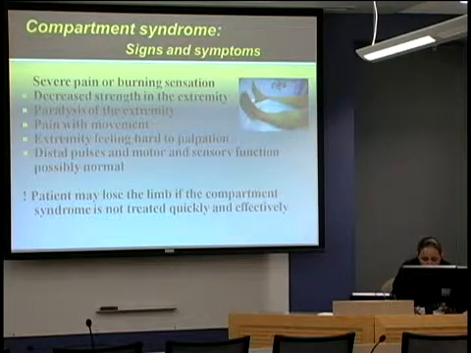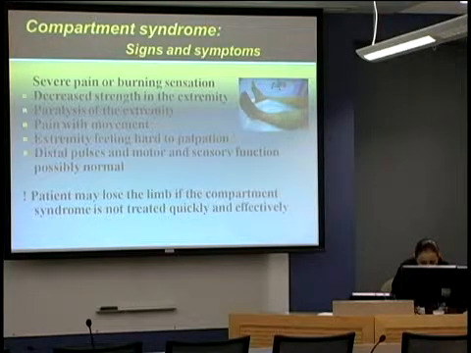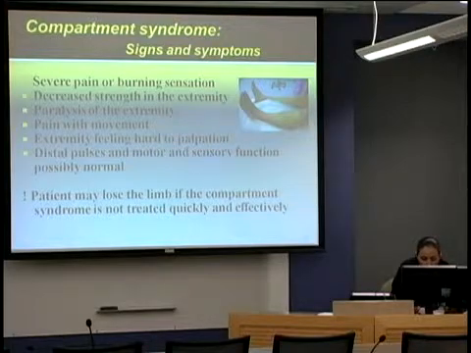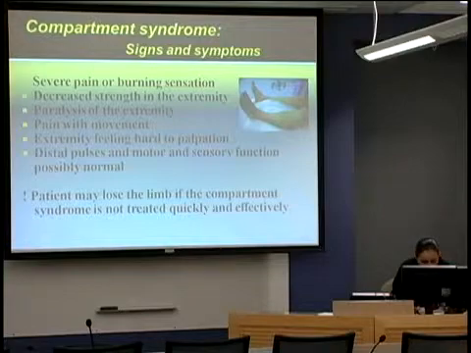Emergency medical care should focus on treating any life-threatening injuries first. You have to immobilize and splint the affected extremity, elevate the extremity, apply a cold pack or ice, and transport the patient, since he may lose the limb if the compartment syndrome is not treated quickly and effectively.